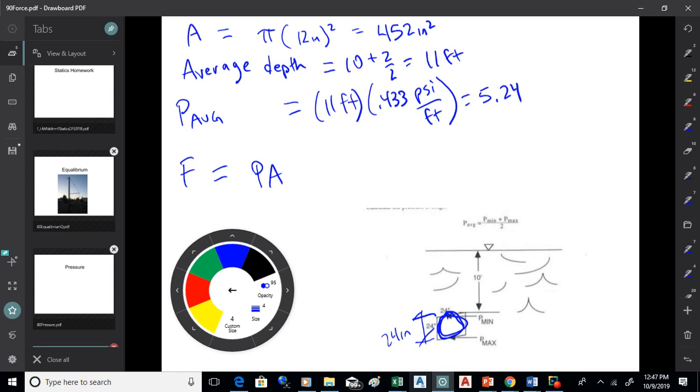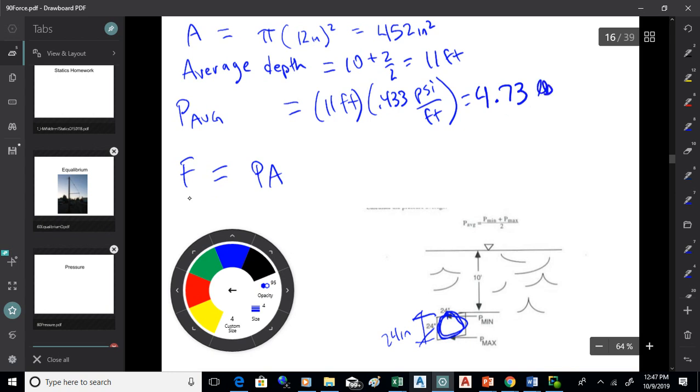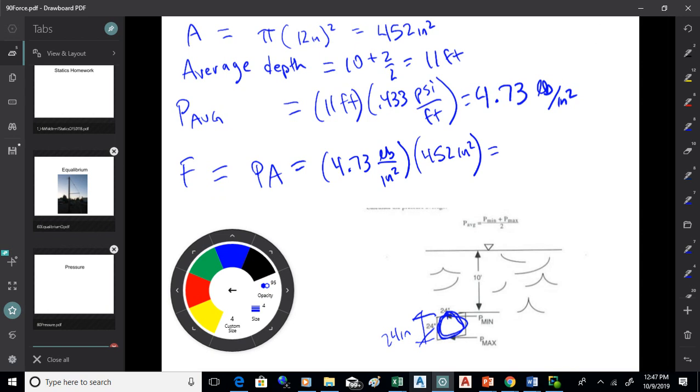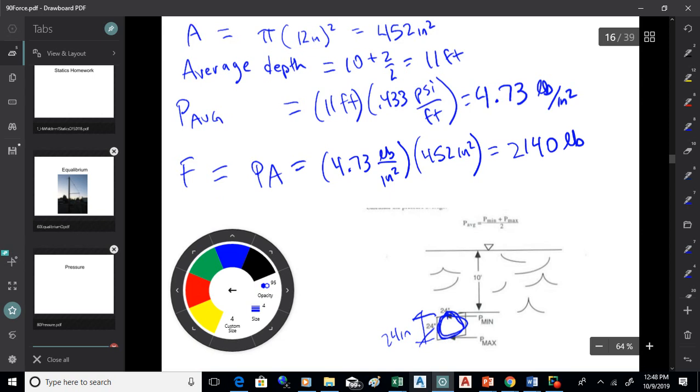I think I screwed up here, 11 feet. Yeah, I've got the wrong pressure. I hit a wrong button. $21.40, something like that.